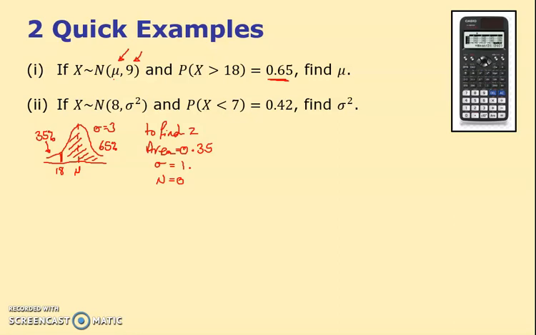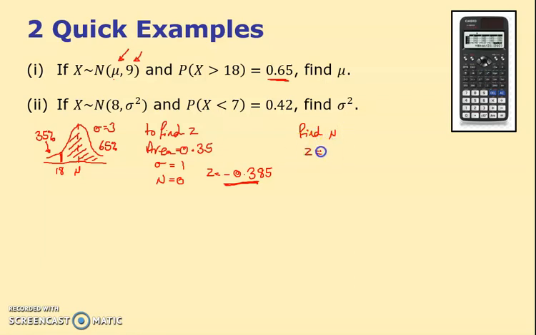Sigma is 1, mu is 0, and it tells me my z value. Z equals, it actually says x inverse in the calculator, but I ignore that. It's minus 0.385. So now I've got that value from my calculator, I can now find mu.